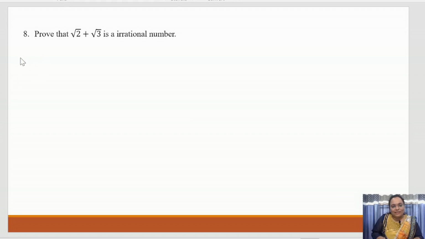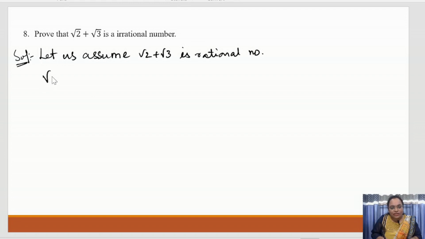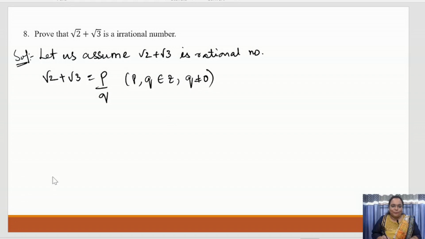So let us solve the next question. Prove that root 2 plus root 3 is a irrational number. So let us first assume root 2 plus root 3 is a rational number. Okay. If root 2 plus root 3 is a rational number, it should be in the form of p by q, where P and Q belongs to integers and Q should not be equals to 0. Okay.